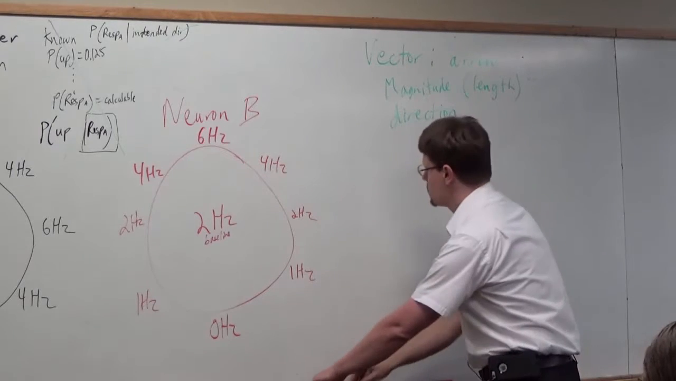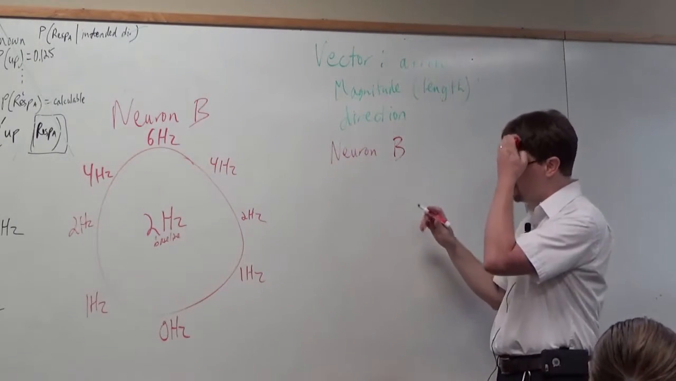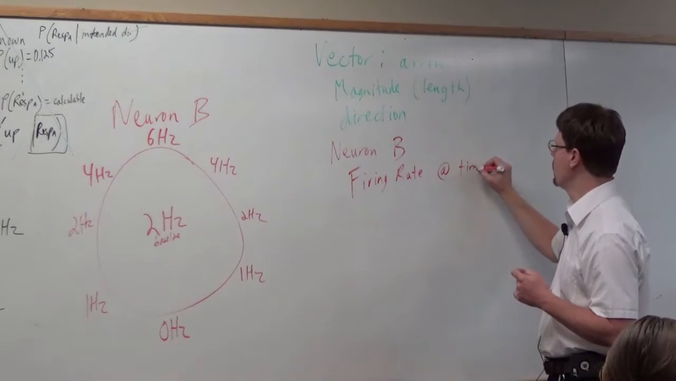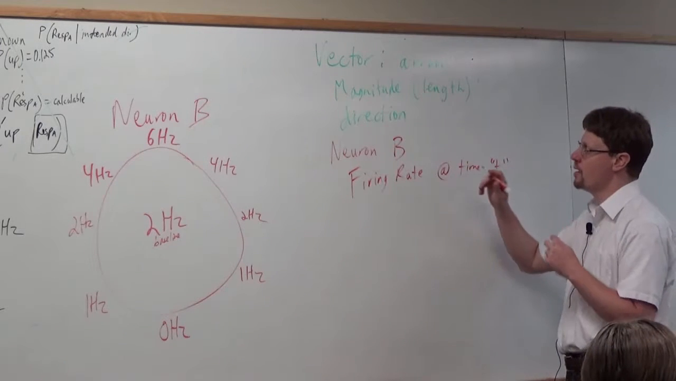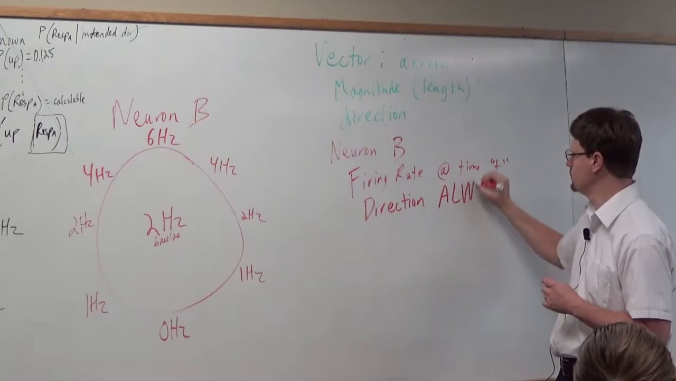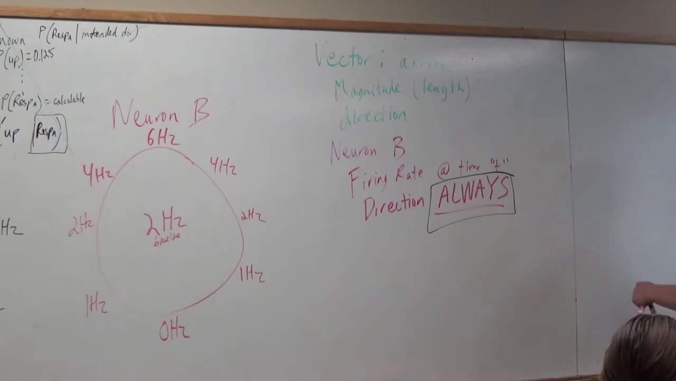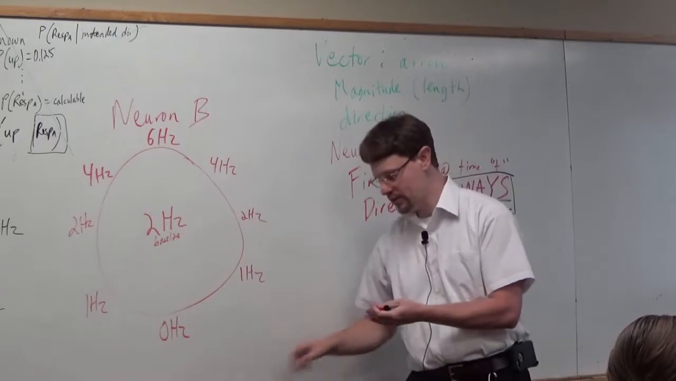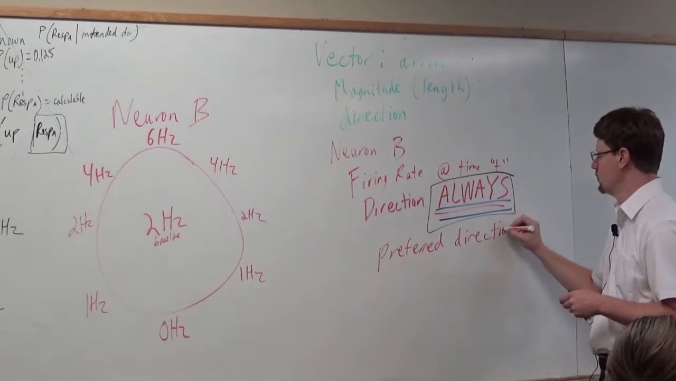For a particular neuron, so let's say for neuron B, we're going to convert whatever its firing rate at some time that we'll call time t into a vector. And for neuron B, the direction that we're going to have our vector is always, and I'd like to highlight this in all the colors that I have, because this is a point that often people get confused about, the direction is always going to be just the preferred direction for neuron B.